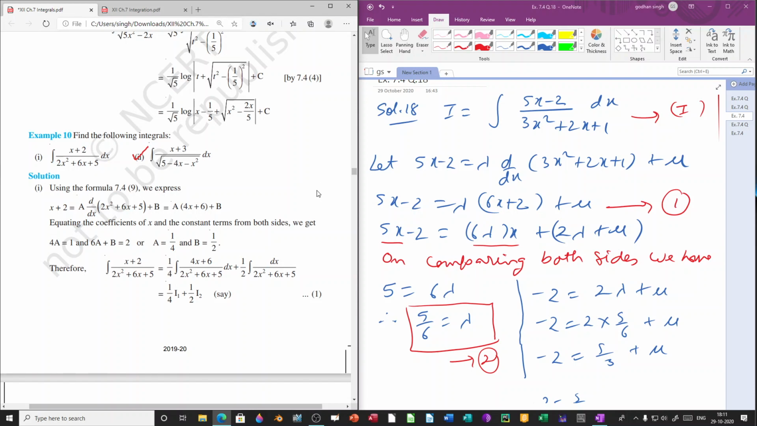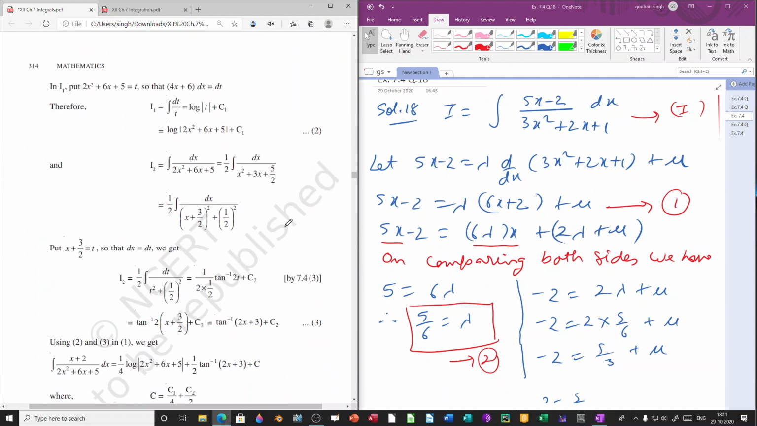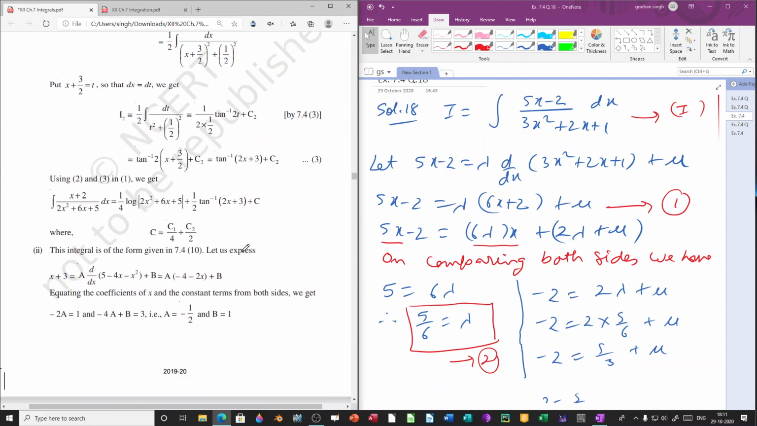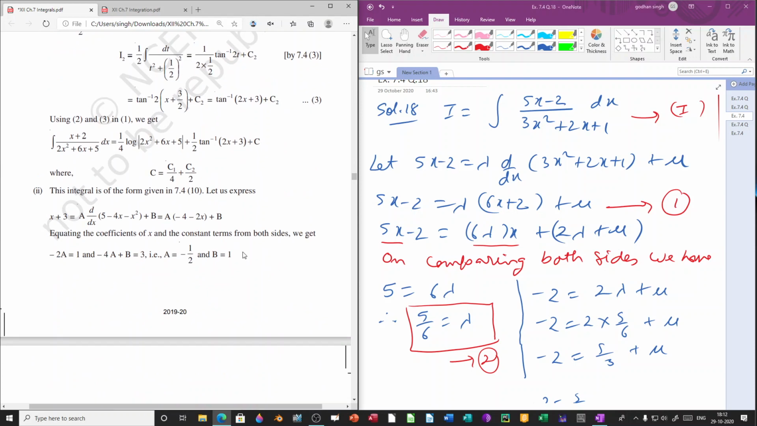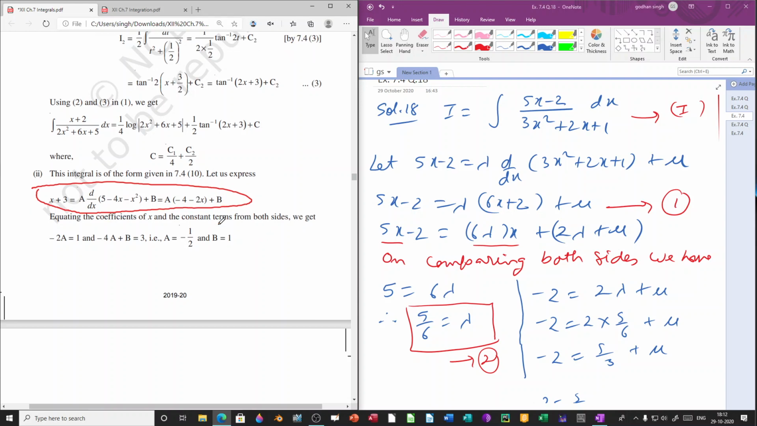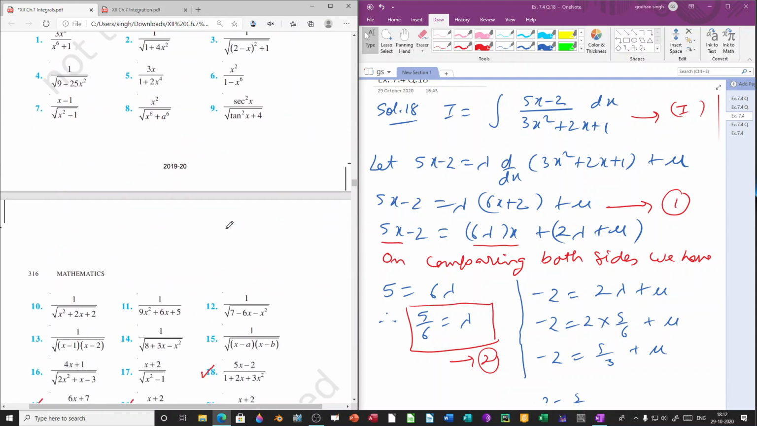x plus 3 will be equal to lambda times d by dx of 5 minus 4x minus x square, that is lambda times the differentiation of the quadratic polynomial, plus a constant. So again the numerator is to be written as lambda times the differentiation of the quadratic polynomial in the denominator plus a constant, say mu or b, whatever you want, and then find the values of lambda and mu, put them here and then integrate. So not difficult at all.